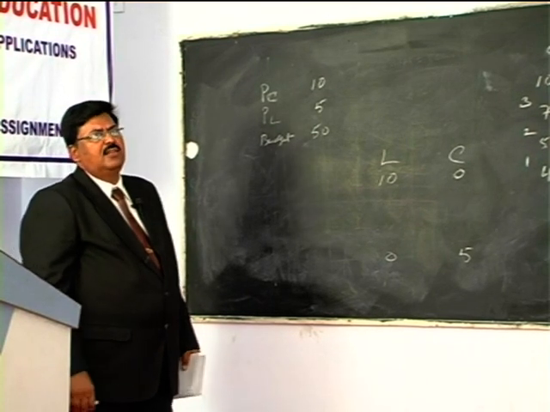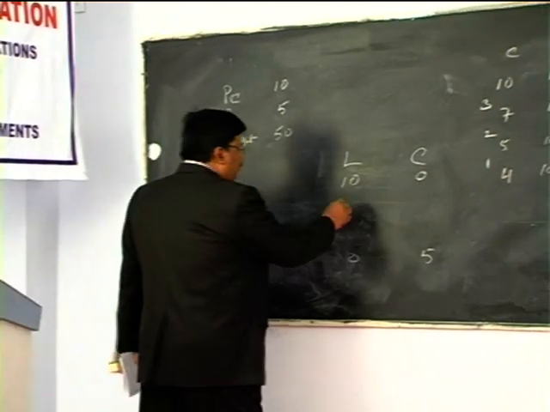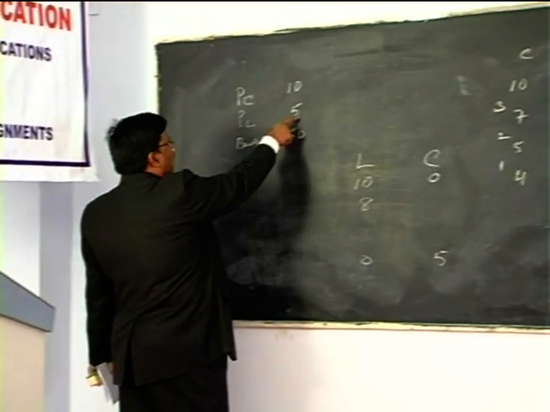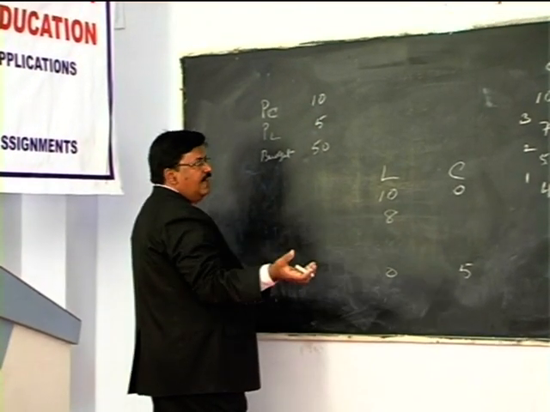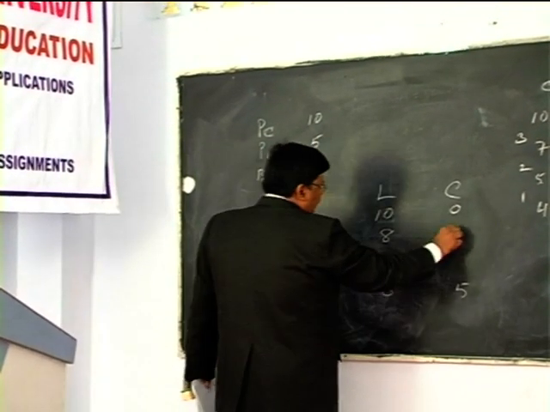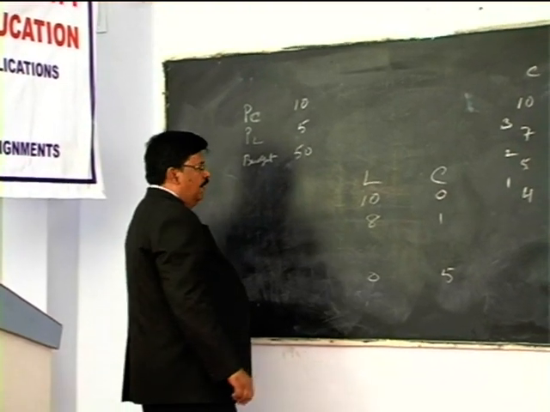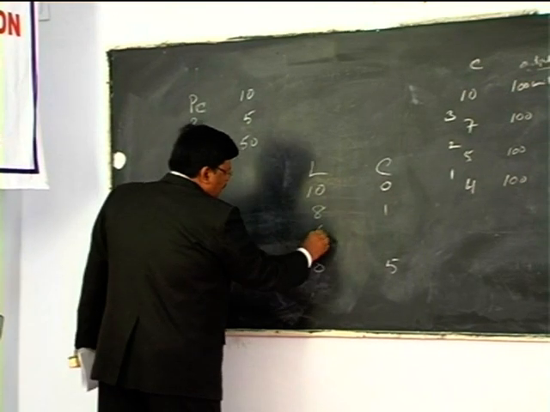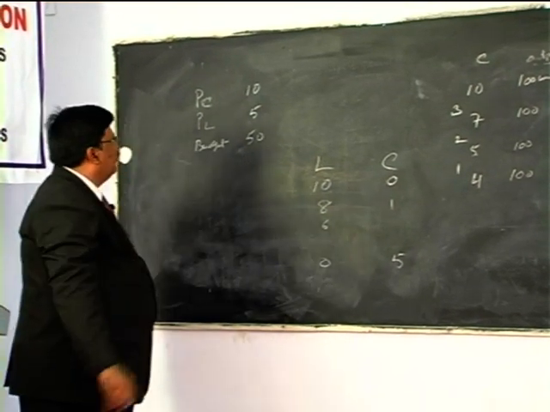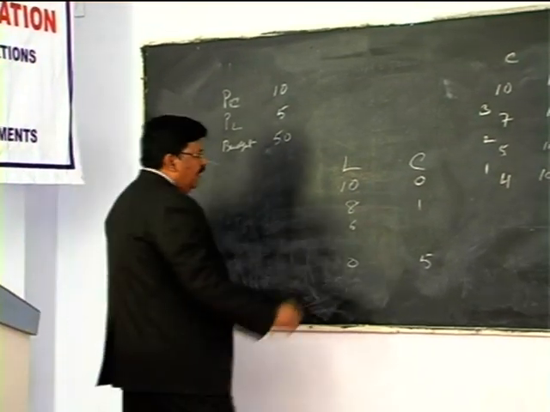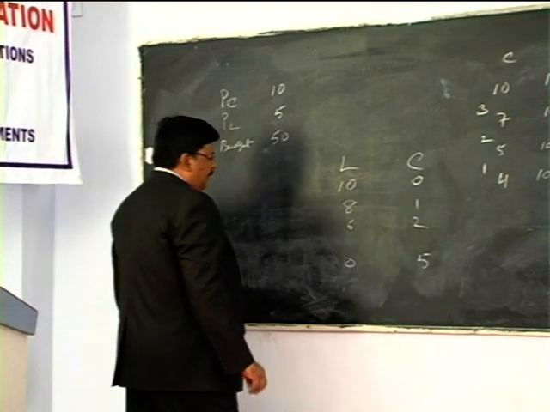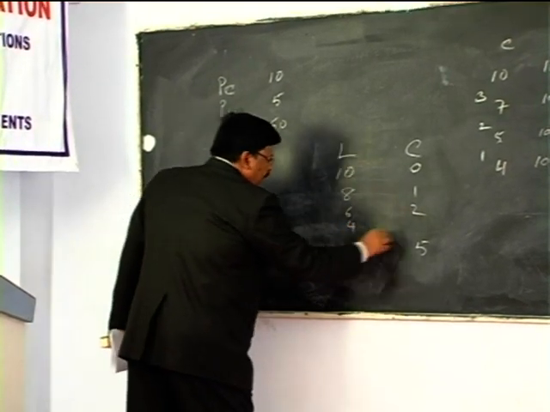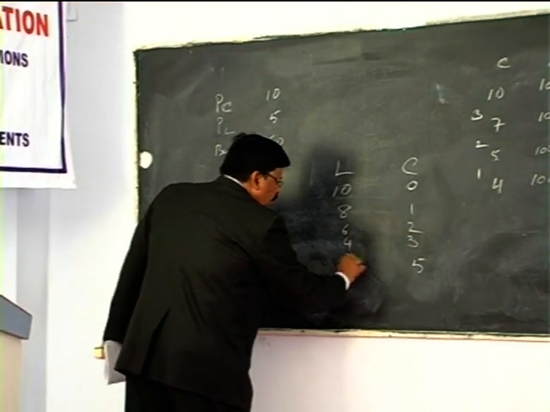In between there are other combinations. For example, if you buy 8 labor units, 8 into 5 is 40, 10 is left, and 1 unit of capital can be purchased, so 8 labor to 1 capital. And the second one, suppose 6 units of labor, 6 into 5 is 30. So 20 is available for the purchase of capital, that is you can buy 2 capital units, and 4 labor, 3, 2, 4.